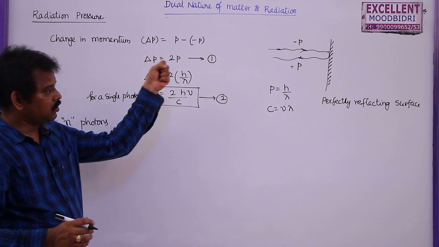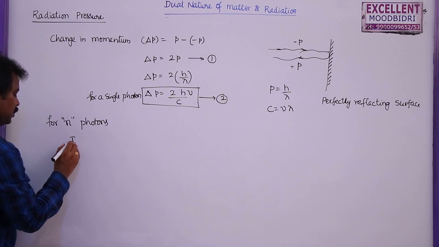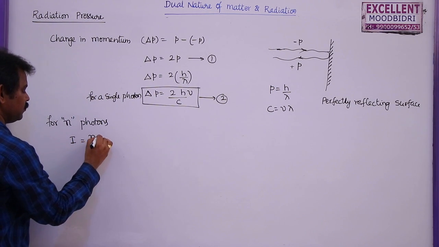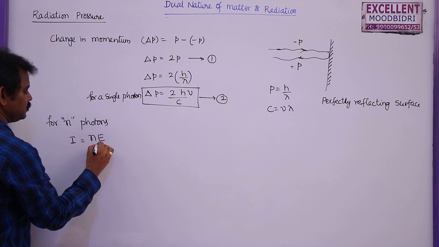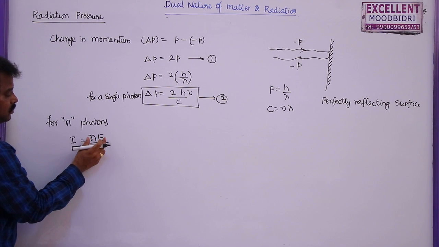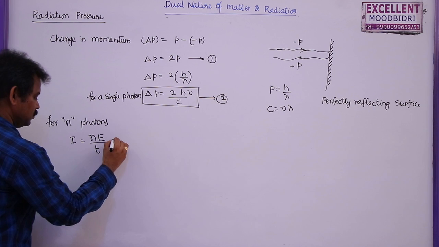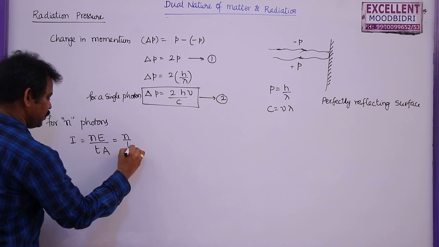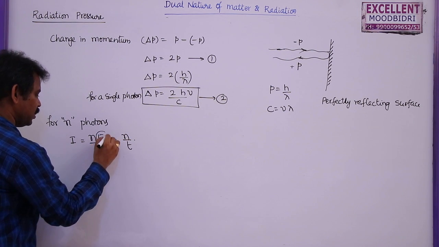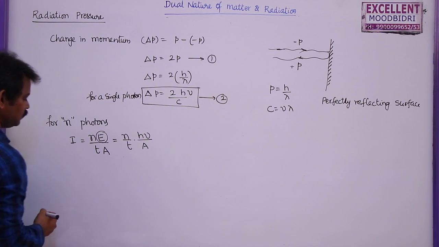intensity. The energy of photons striking a surface per unit time per unit area is called intensity. So here intensity is given by n photons, that is n times the energy incident. E is the energy of one photon, nE is the energy of n photons incident per unit time per unit area. So this can also be written as n by T into the energy of each photon, which is given by h nu, by A.